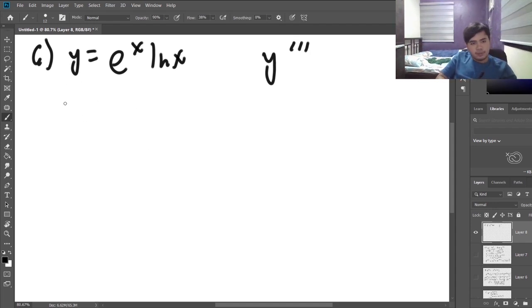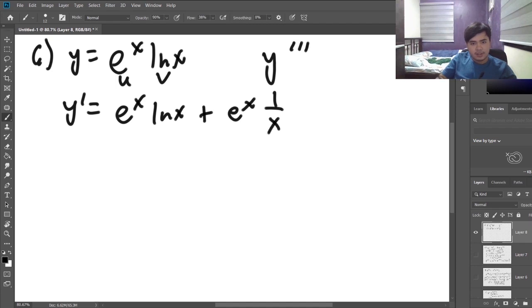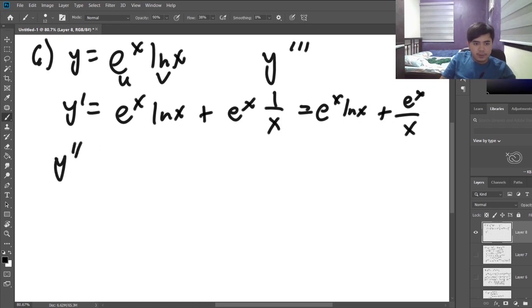So y prime equals, this is u, this is v. So the derivative of u is e to the x. Then v is ln x. Plus u is e to the x. The derivative of v is 1 over x. Alright? This is e to the x ln x plus e to the x over x. Correct? Correct.